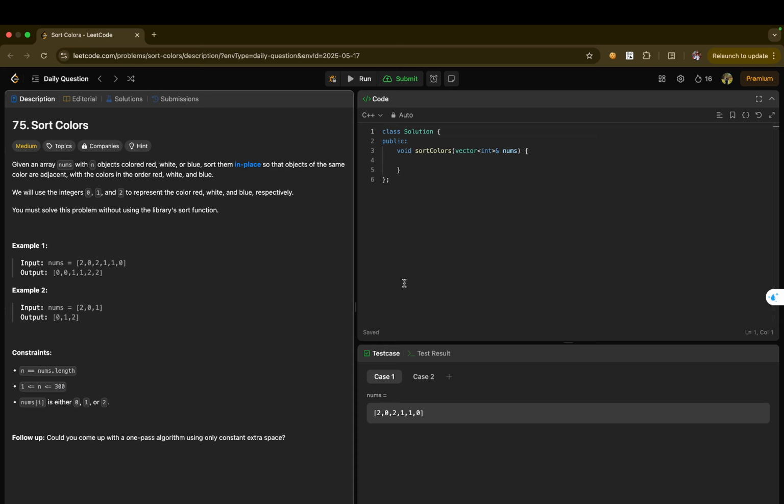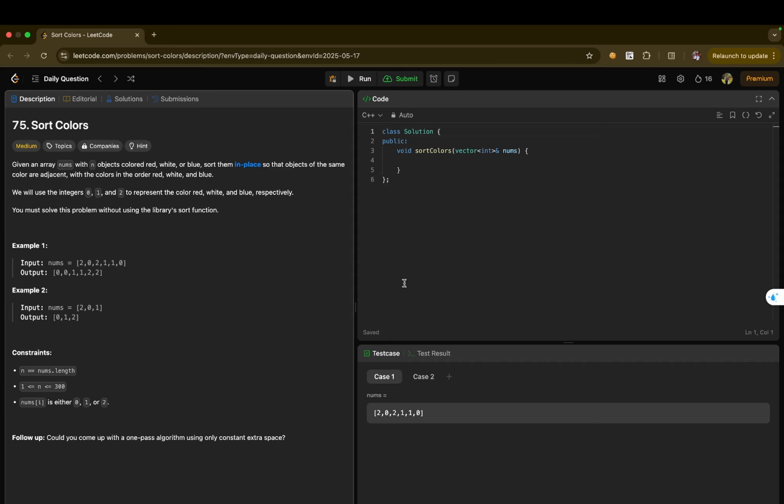So it's just like a simple sort problem, to sort an array consisting of three unique values, zero, one, two, in ascending order. You must solve this problem without using the library sort function. Okay, so you can use some algorithm like bubble sort or counting sort with constant extra space.